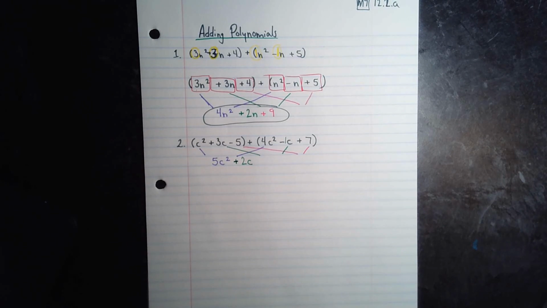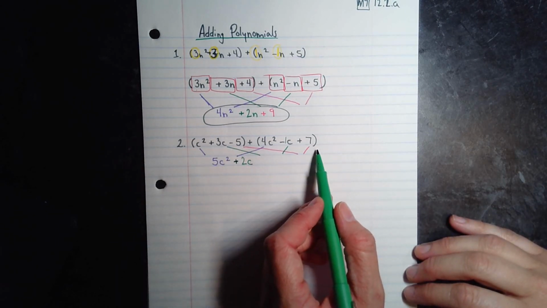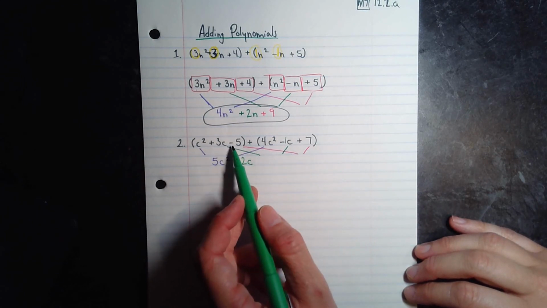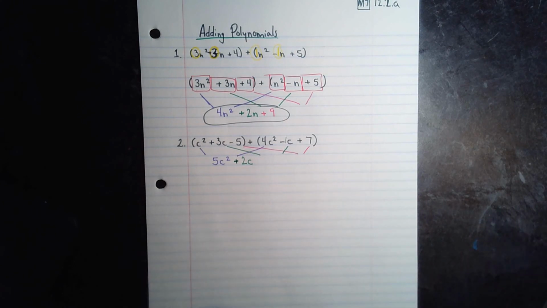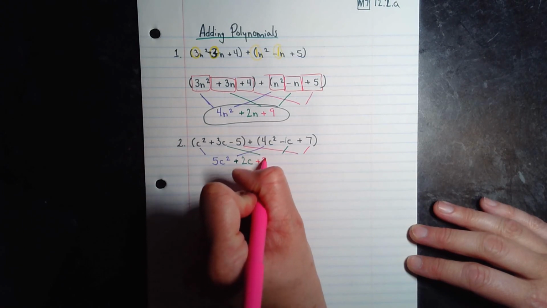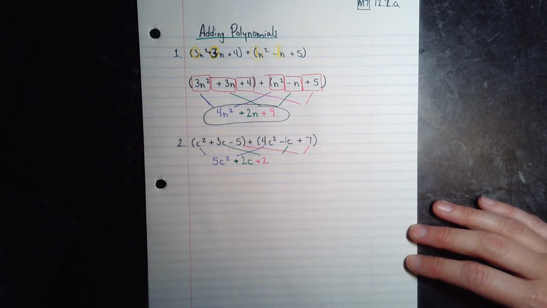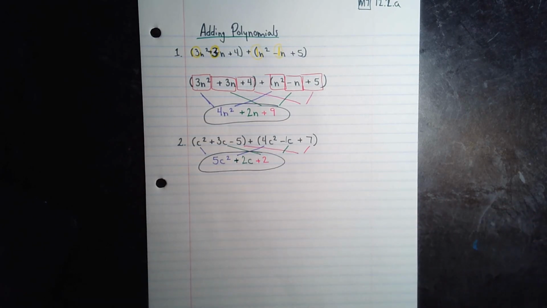And then here we are combining together negative 5 and positive 7. So I can do negative 5 plus 7, or in my head I can flip it around and do 7 minus 5. So 7 minus 5 is 2, positive 2. And so that is the solution you should have come up with, 5c squared plus 2c plus 2. So that is how you add polynomials.